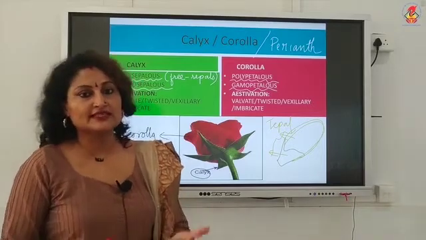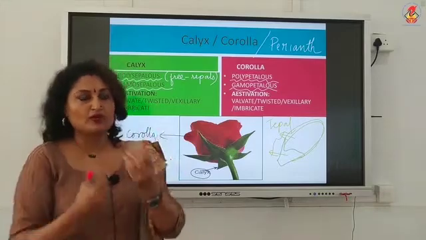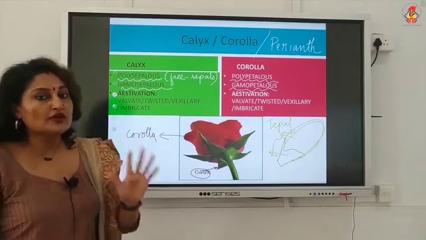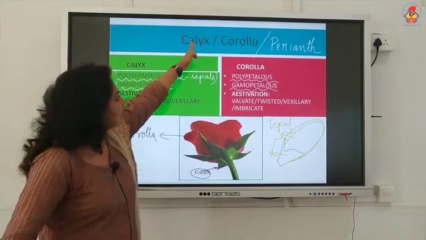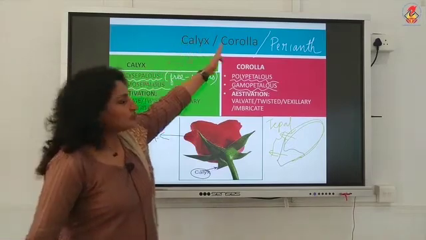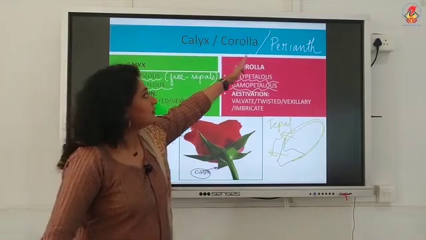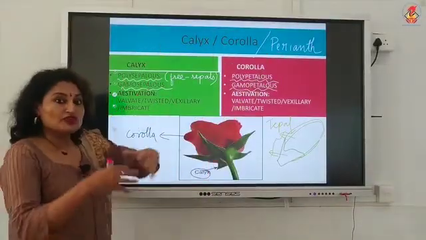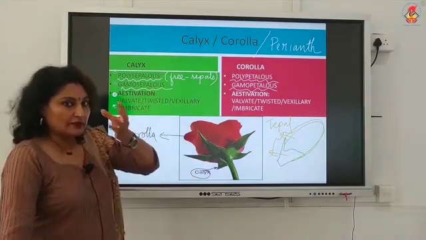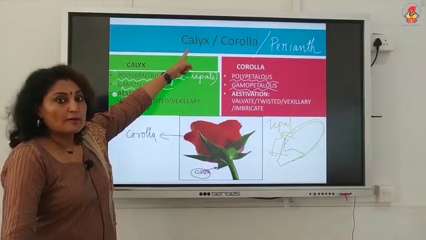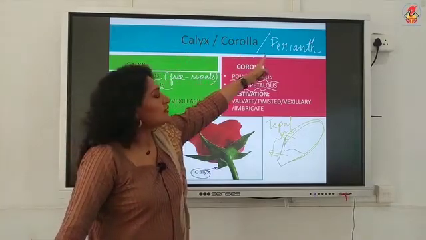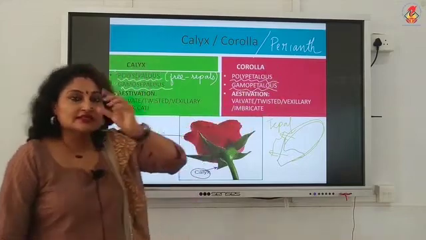When we dissect Liliaceae, I will show you with the example of a flower, the aster lily. As of now, the terminology is the same. Poly means free, gamo means fused. So accordingly, if it is calyx, gamosepalous. If it is corolla, gamopetalous. If it is perianth, gamotepalous. Now talking about the free condition, if the members are free, in calyx we call it polysepalous, in corolla polypetalous, and in perianth polytepalous. The word changes.